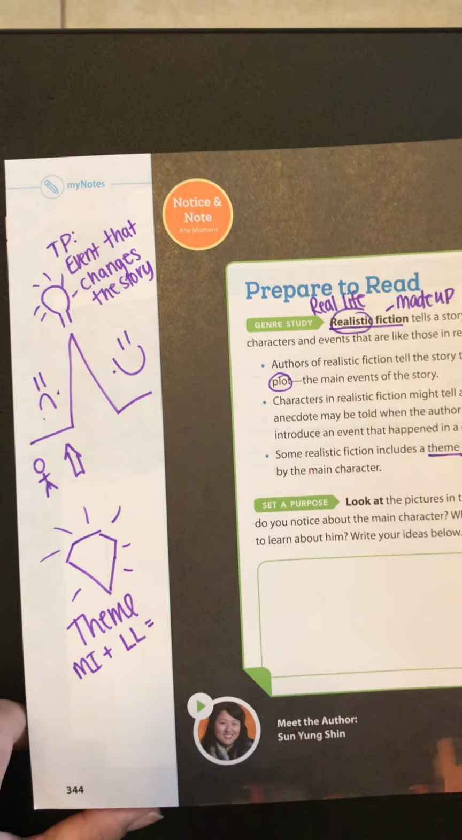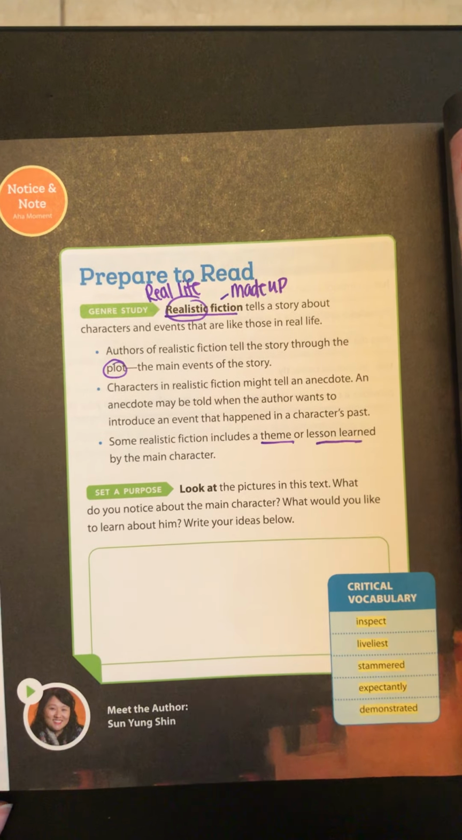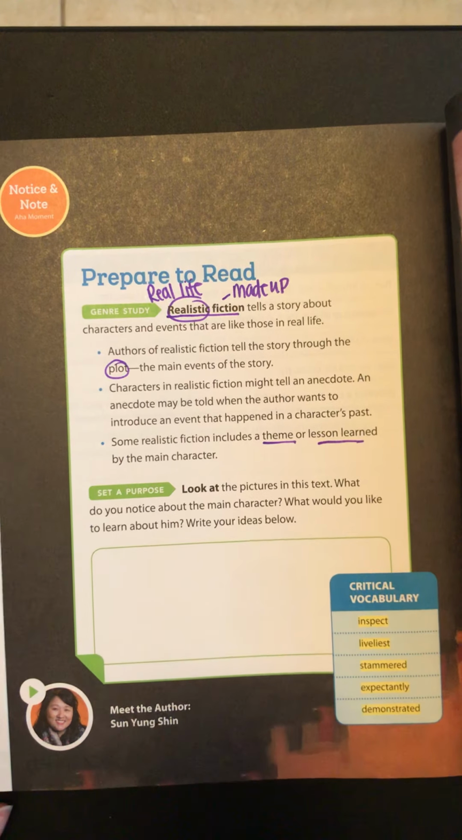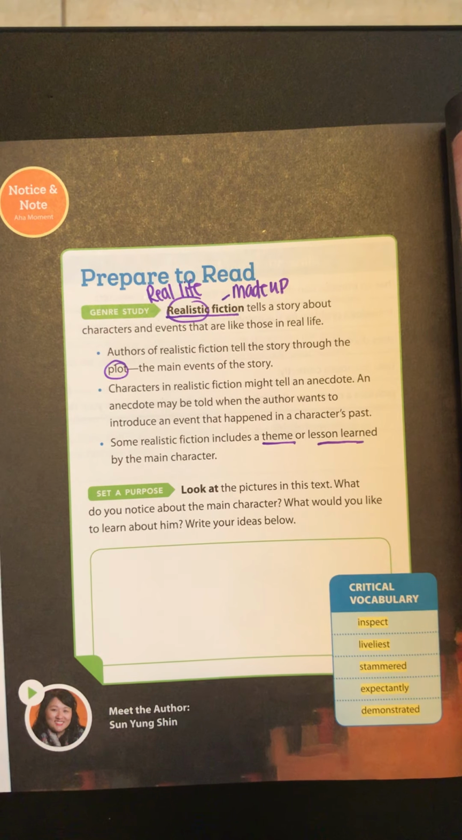All right, boys and girls. So before we get ready, let's go ahead and set a purpose for our reading. Look at the pictures in the text. Do you notice anything about the main character? What would you like to learn about him? Write your ideas below. So just go ahead and skim through your pages, look at the pictures that the illustrator has for you, and make an inference or ask yourself questions. What is this story going to be about?